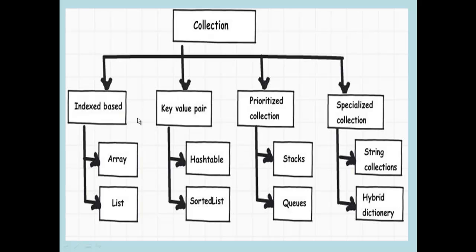So in general, we have 4 categories of collections in .NET: index based, key value pair, prioritized, and specialized. In index based, we have array and list, which help you to access the elements by using the internal index value specified by the collection. In key value pair, basically you use the key of the record to access the value. Prioritized collection helps you to access the elements in a particular sequence like FIFO or LIFO. And then finally, we have specialized collections, which are very special collections meant for a specific purpose, like the hybrid dictionary, which starts as a list and then becomes a hash table.